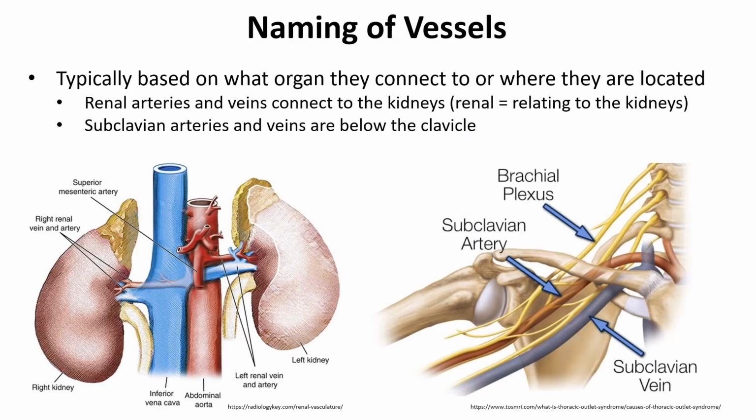Naming of vessels. Most of the vessels, arteries, or veins are named by the organ or structures they supply, or where they are located. The renal arteries supply the kidneys. Subclavian arteries or veins are below the clavicle.